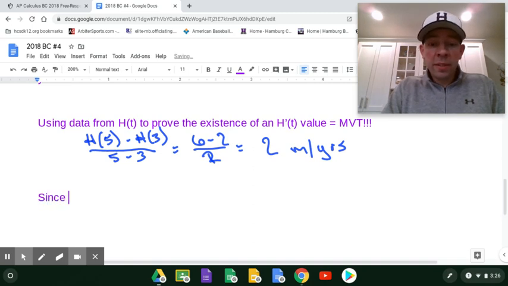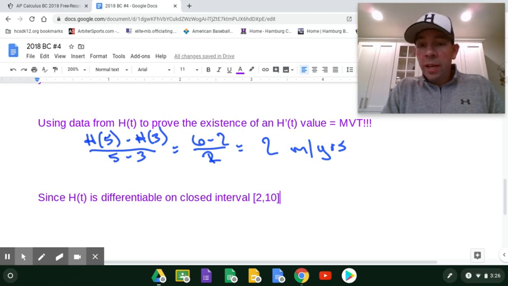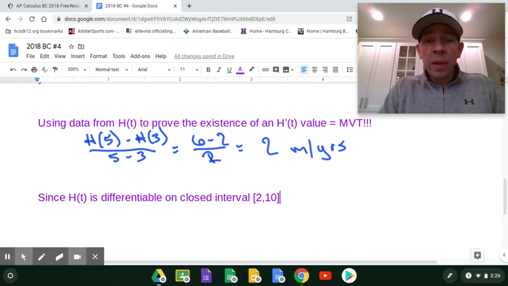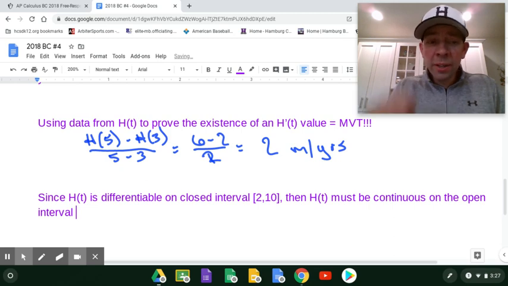or since h prime, and this is all in the original opening paragraph, since h prime is differentiable on the closed interval, we'll say from 2 to 10. And you could be more specific. We could use 3 to 5. You can always use a more broad interval. You just can't use too small of an interval. Then h of t must be continuous on the open interval. And I could have said closed right there in that moment, but I couldn't use open when I'm describing differentiable, if that makes sense.